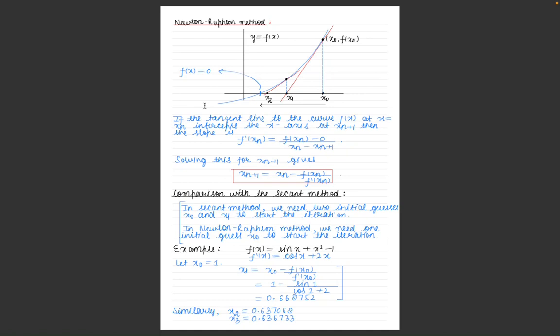Whereas in the Newton-Raphson method, we need one initial guess, say x0, to start the iteration. So this is the comparison. Now we will see an example.